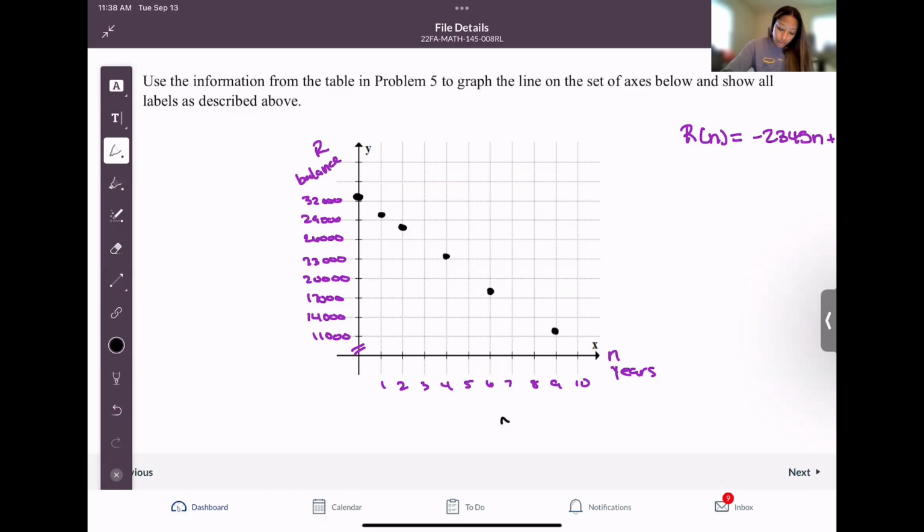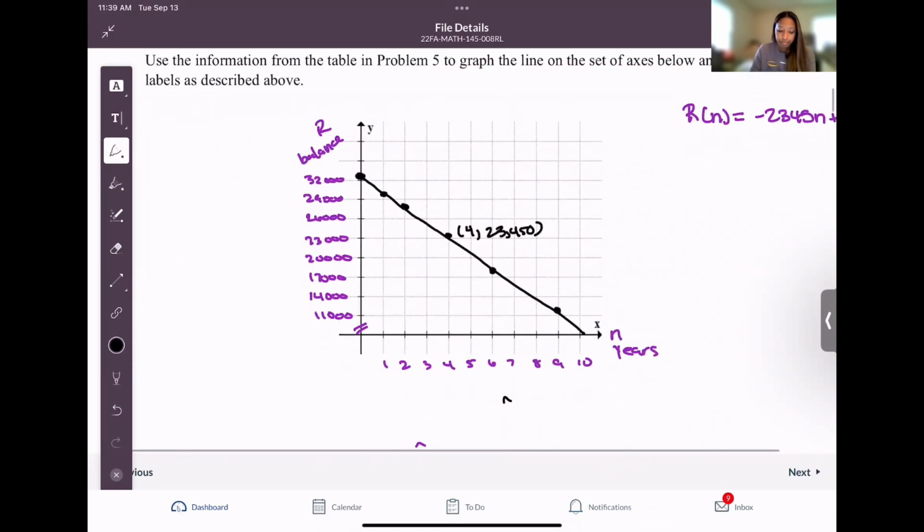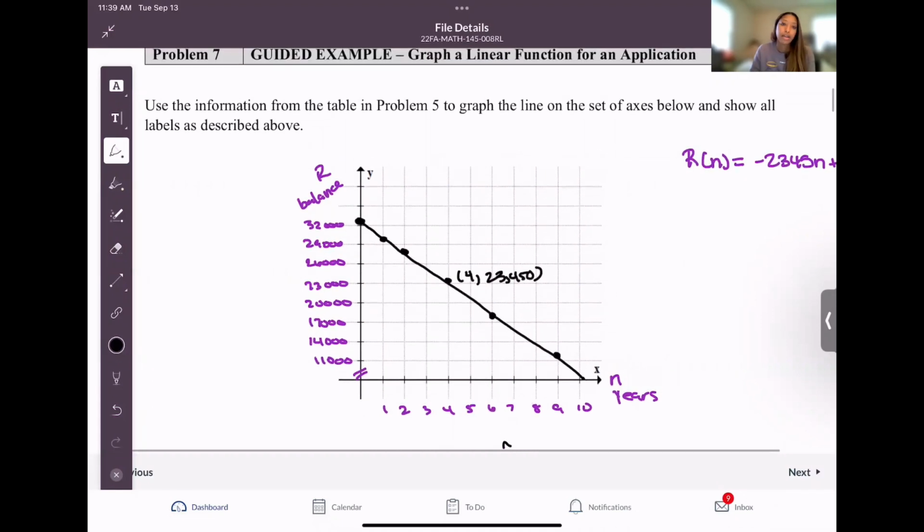All right, then if we put all of these points together, eventually it will go to the bottom. We will get a good graph. Ta-da! It's labeled. You can also pick a couple points here to label on your graph. For instance, this one's 4, 23,450. You can label a couple of them. All right, that's all we were asked to do in problem 7.